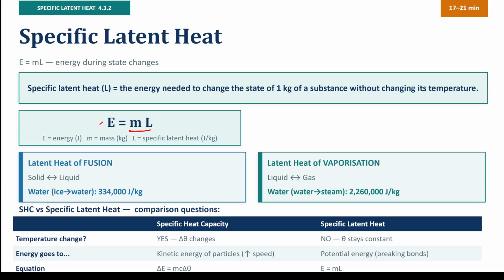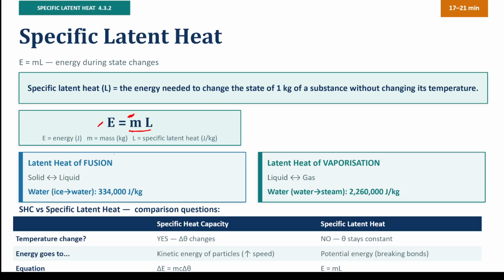So always understand, do not get confused between latent heat and heat capacity. This is for state change of how many kgs? 1 kg only, of 1 kg. Now this equation is given in the exams in your equation sheet, so this is where I've written it. Energy equals mass times latent heat. L is for the latent heat. Unit is joules per kg, because energy should be in joules and mass should be in kg.